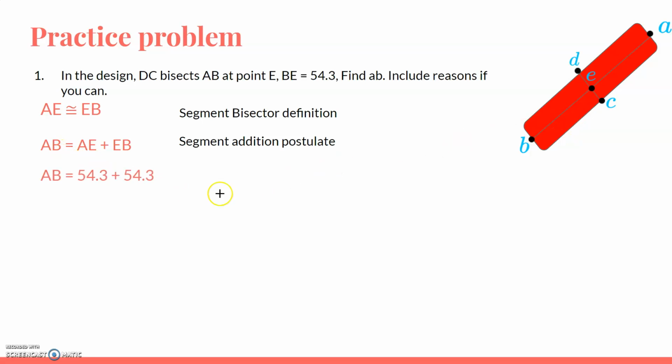Next, we're going to plug in our values, 54.3. Since we can see here that BE or EB is congruent to AE and BE is equal to 54.3, we can say that AE is also equal to 54.3. We substitute and then we get a final value of AB is equal to 108.6, which we're going to add.